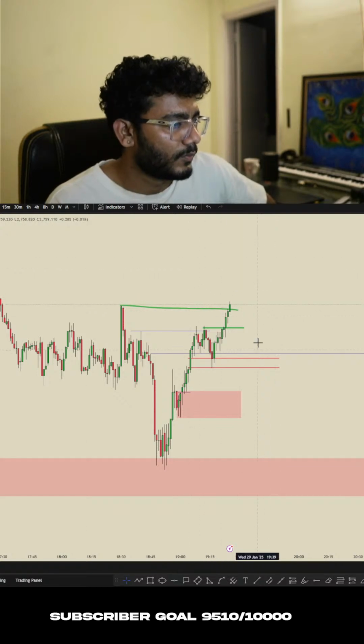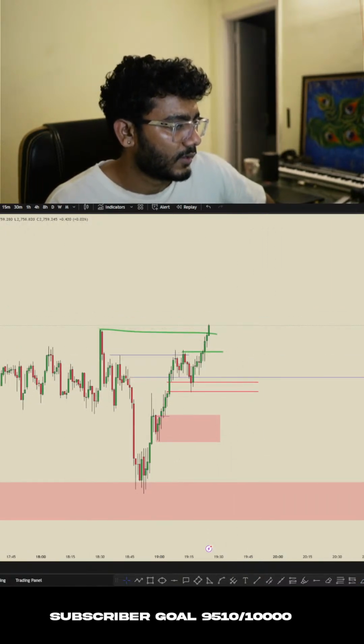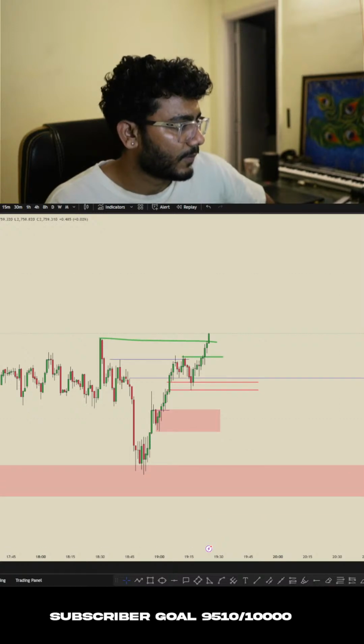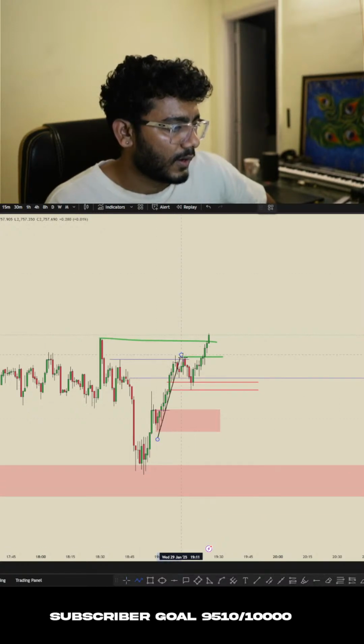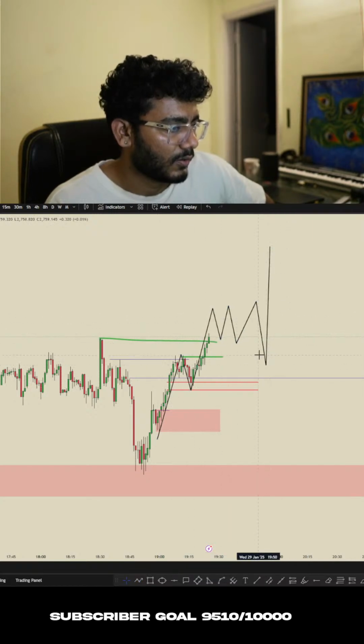You can enter at this area also and put your stop loss below this low, or wait for retracement. The best entry will be, right now we have this rejection to the downside. So we have this inducement. Wait for price to create liquidity and then look for entry from this area to the upside.